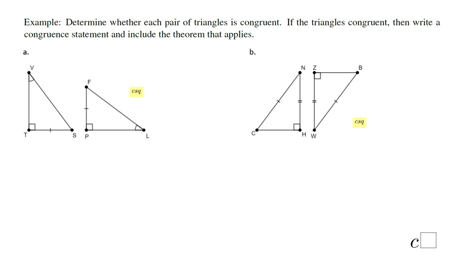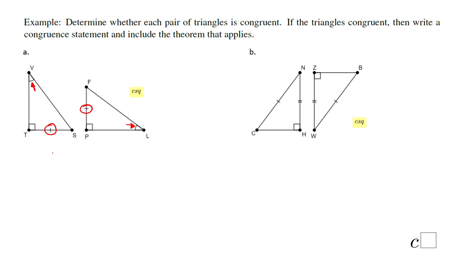We'll see another example here, and let's see if these triangles are congruent. So on part A, we notice we have these two parts congruent, these are legs, and these two parts are congruent, these are angles. So we have what is called leg angle congruence theorem. Let's put that down here.